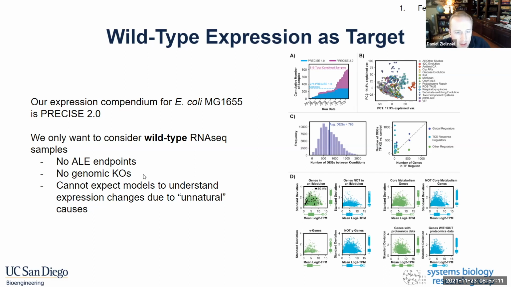And no genomic knockouts, just to reduce the amount of perturbation, because it's difficult for the models to understand any kind of expression changes due to these unnatural genetic changes. It's trying to learn what the sequence basis is, but you keep changing the sequence. I think we can account for this at some point down the line, but we'd have to account for it explicitly. So initially, we're just doing a wild type model, and we're extracting wild type data to do that.